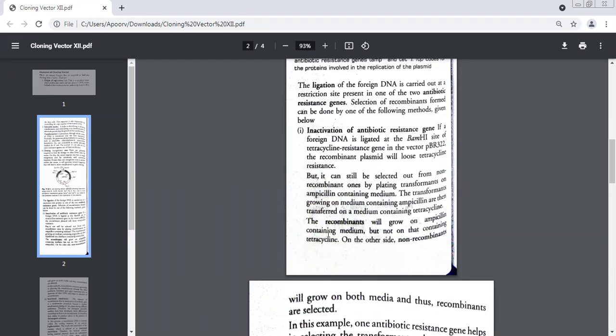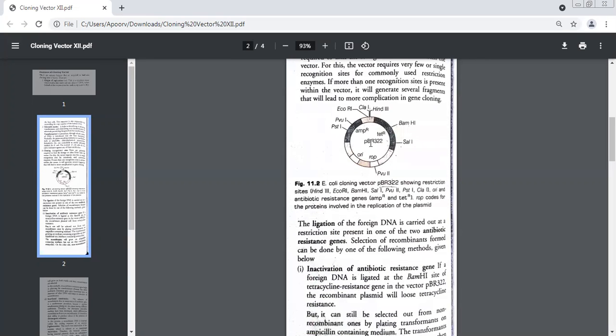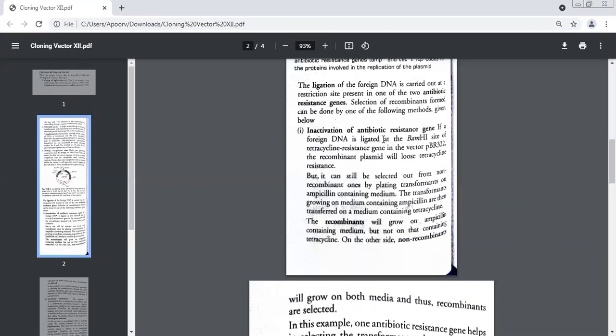Now, those which grow in ampicillin but do not grow in tetracycline are actually your recombinants, because we said that they will lose resistance to which one? Tetracycline. Very good, because your foreign gene was added at this place. So your recombinants lost resistance to tetracycline. They will certainly grow in which one? Ampicillin. But they will not grow in? Tetracycline. So you could easily differentiate that, yes, these are the recombinants.